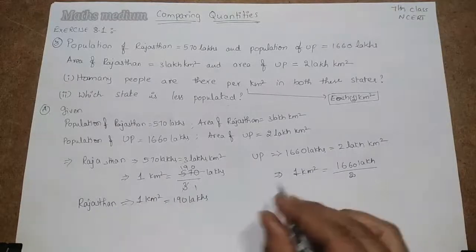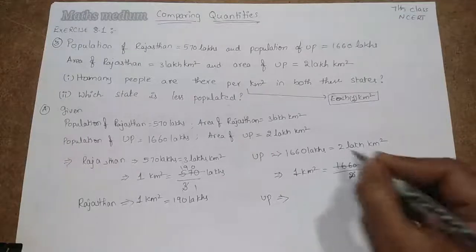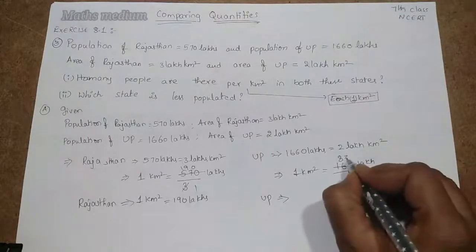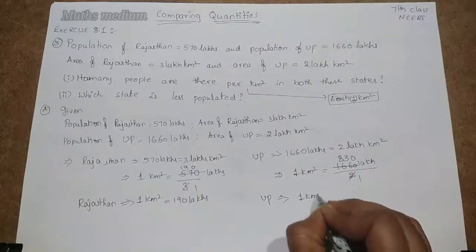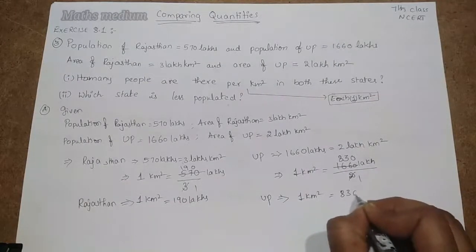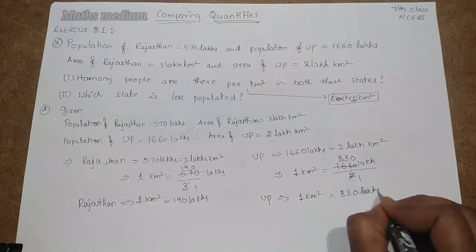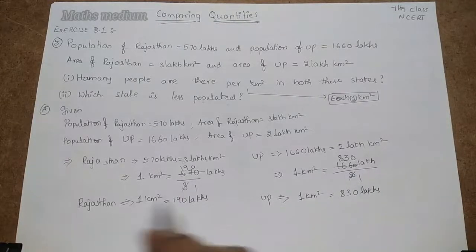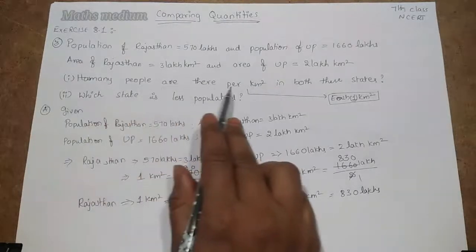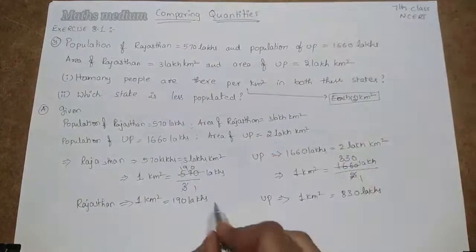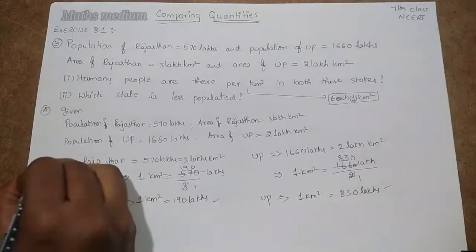Okay. Next, coming to the UP. See, simplify this. 2 ones are 2, 2 eights are 16. 2 threes are 6, and 0 is common. So 1 kilometer square is equal to 830 lakhs people. So this is about Rajasthan and this is about UP. Now, how many people are there per kilometer square in both states? We found this answer. So it is the first one's answer.